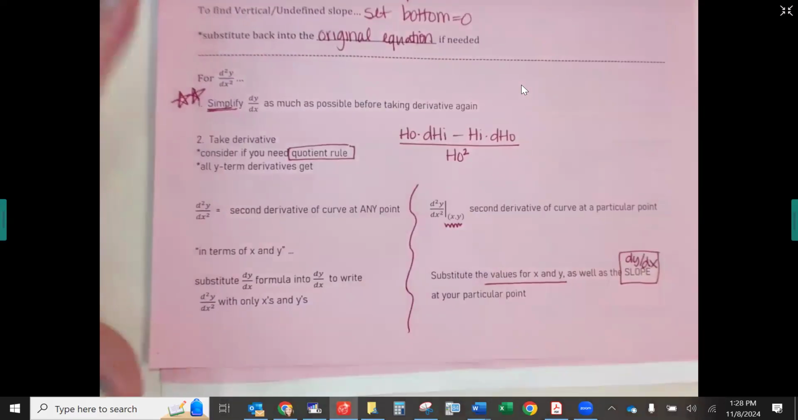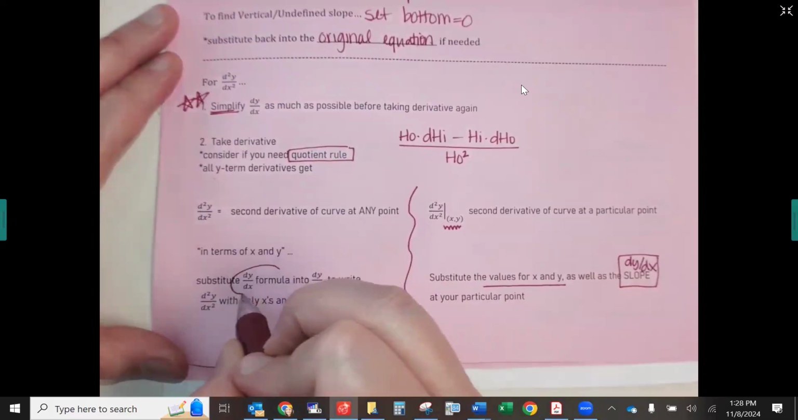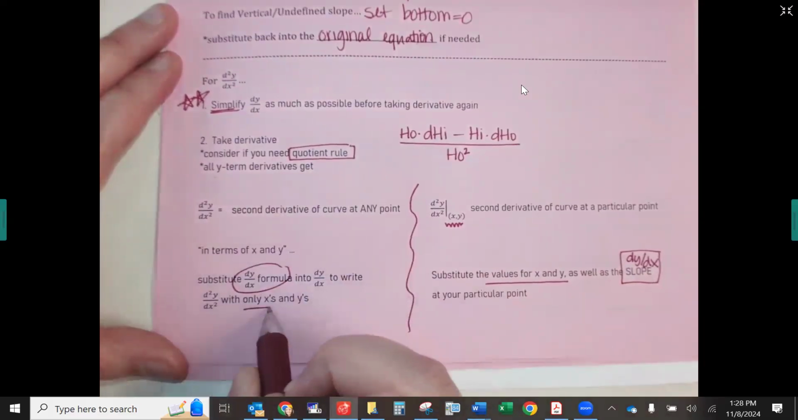Now, if you are asked to write your second derivative in terms of x and y, okay, then you would take your dy dx formula and you would just plug that in so that you would have only x's and y's, and your dy dx would basically be gone and the formula would go in instead.